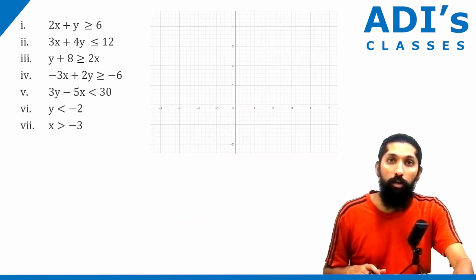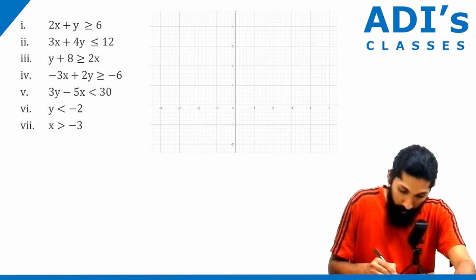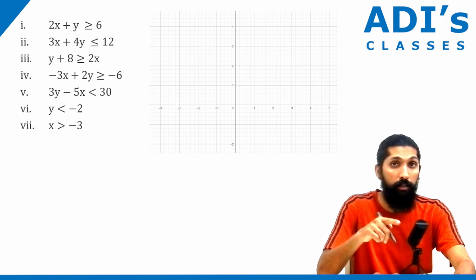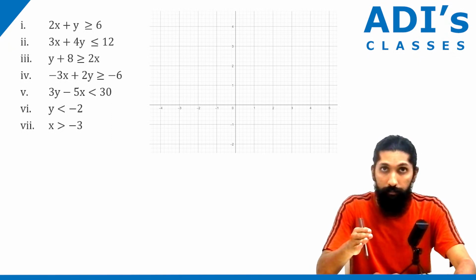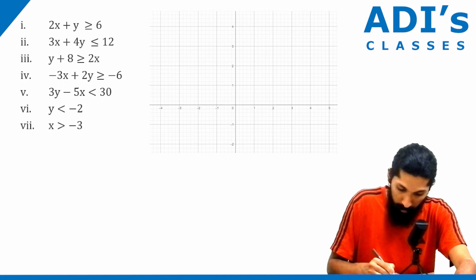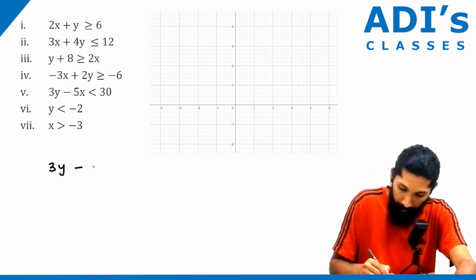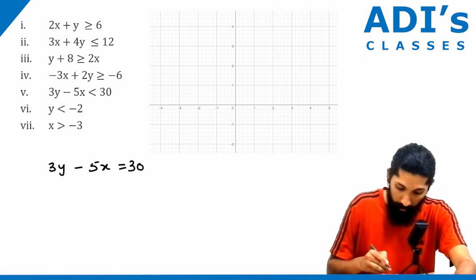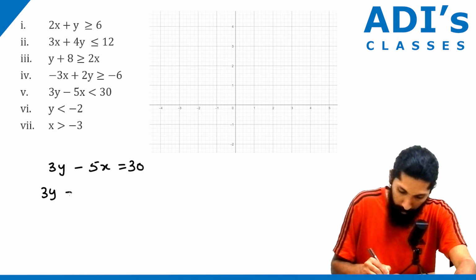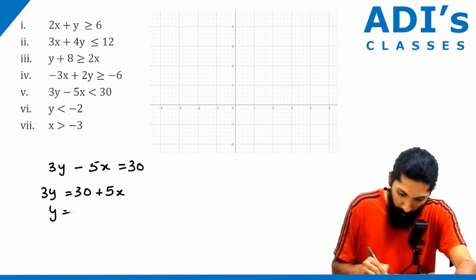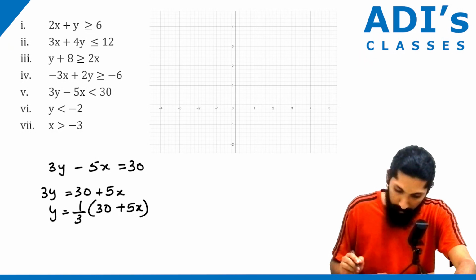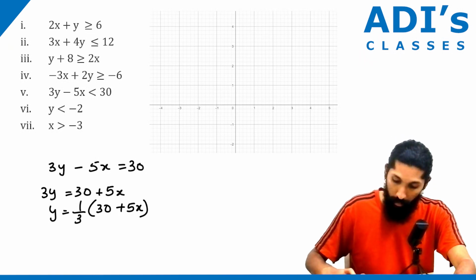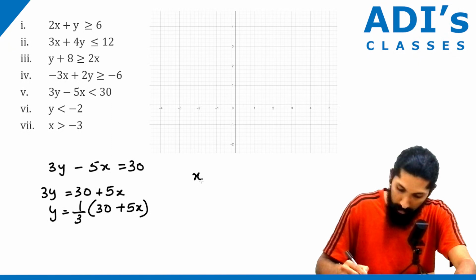Now let's do the fifth one. Look at the next one. The question is 3y minus 5x is less than 30. Very important. It's a strict inequality. Correct? So first, again the same logic you use. 3y minus 5x is equal to 30. Start by this only. Next, 3y is equal to 30 plus 5x. So y is equal to 1 by 3 times 30 plus 5x. Fair enough? Okay, now let's take the value of x and y.